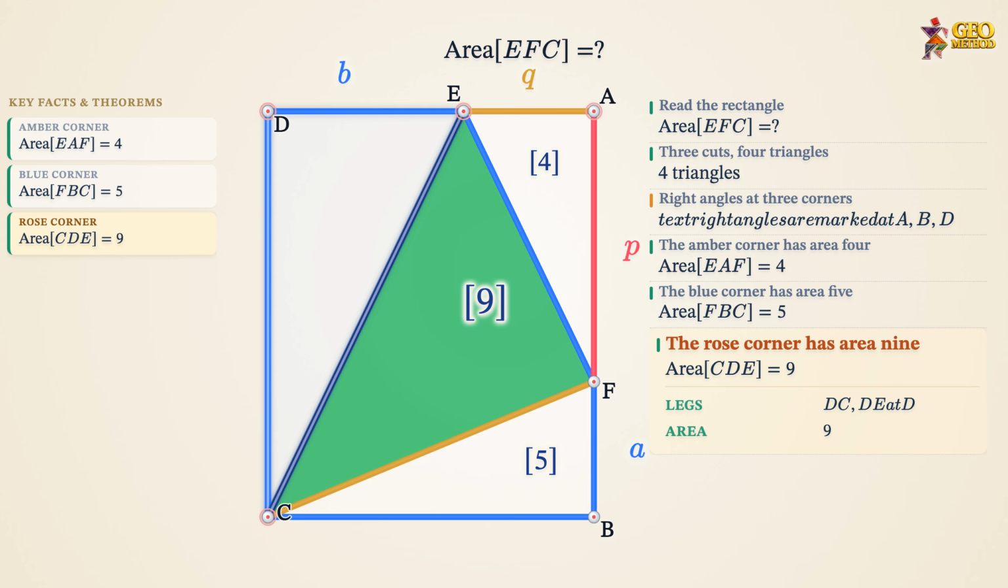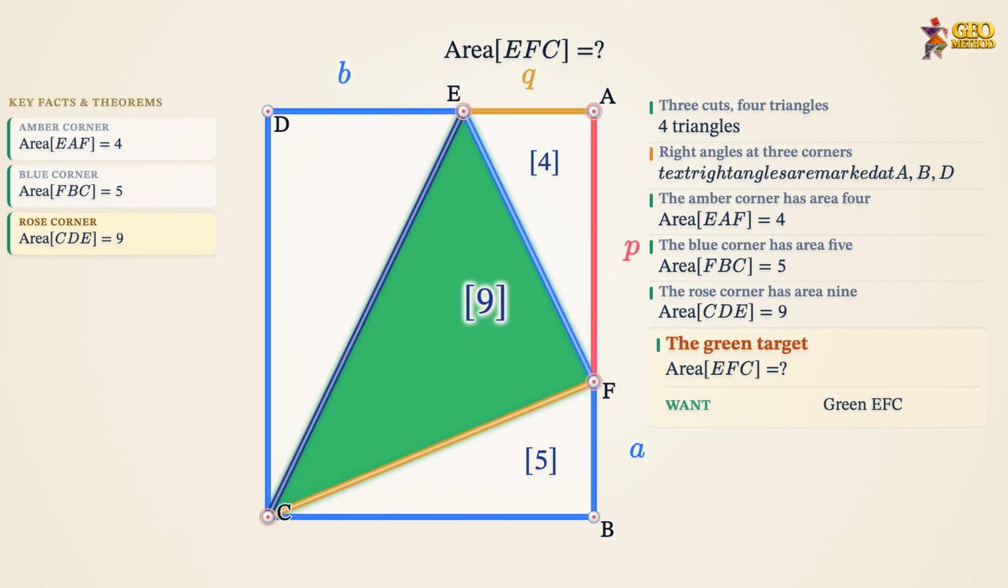Now all 3 corner numbers are in hand, 4, 5, and 9. The green triangle EFC in the middle is the piece we want. It is the only one of the 4 without a number yet, so everything now aims at pinning it down.